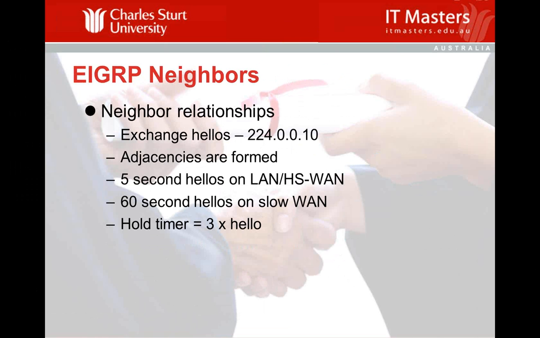So as I said before, by default, the hold timer is 3 times the hello timer. So on a high speed link for EIGRP, that means the time is set to 15 seconds, and on the slow WAN links, it's set to 180, so 3 minutes.